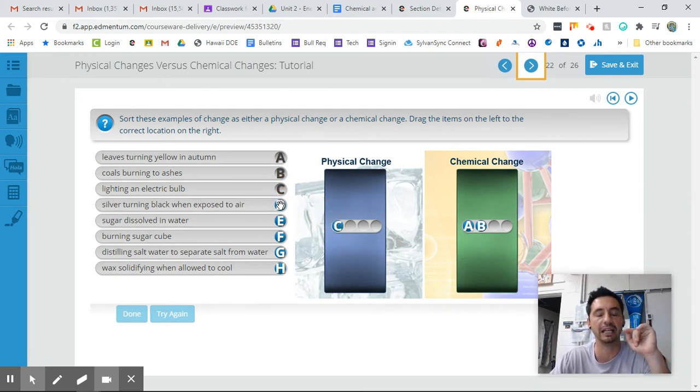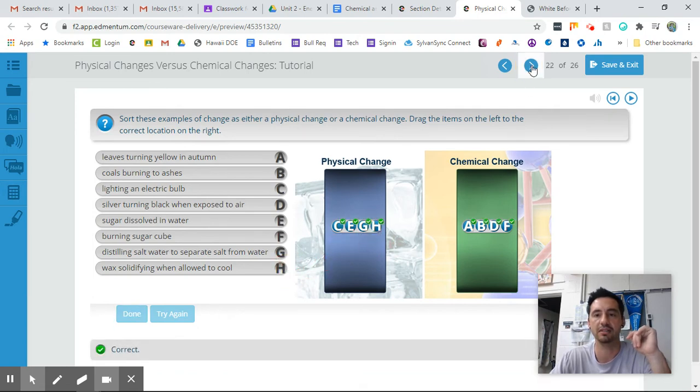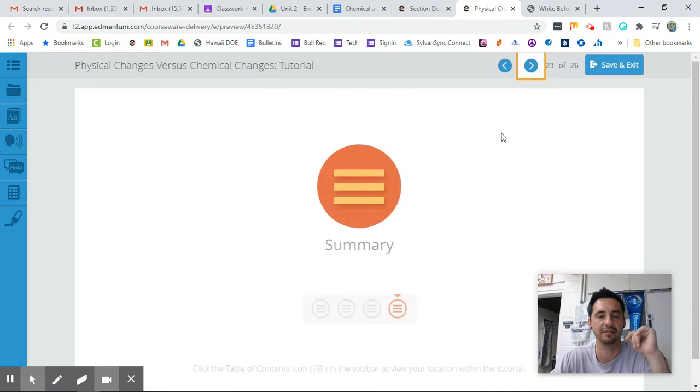Silver turning black. Changing color is almost always a chemical change. Sugar dissolves in water, physical change. Burning a sugar cube. Anytime you hear burning, chemical change. Distilling salt water. So we're separating water and salt. That's physical change. And wax solidifying, physical change. Okay, done. Got them all right. Good job, me. I'm the best.